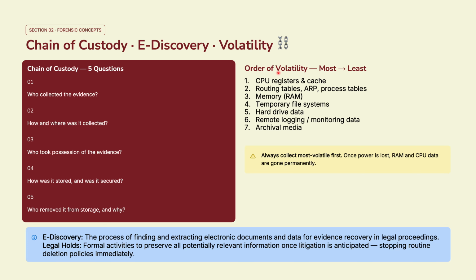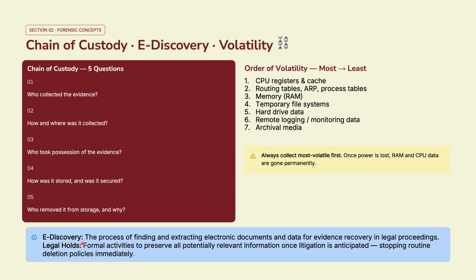Now, next, order of volatility from most to least. Now, once a forensics copy is created, analysis proceeds from most volatile to least volatile. This from here 1 all the way to 7, which means CPU, register, and cache are most volatile. And the least one is the archival data. Now, the sequence is critical because volatile data is lost as soon as power is switched off or the system state changes here. Another concept is called e-discovery.